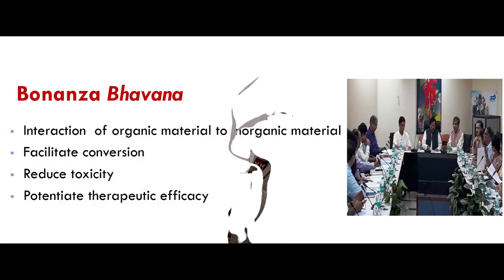Of course, it is the Bhavana, and Bhavana is a process in which the organic materials are treated with the inorganic material. Here the inorganic materials are the metals and the minerals, and the Bhavana uses some organic juices, some quark, or even cow milk, or even cow urine. So anything of organic origin is treated with these minerals and metals through different processes.